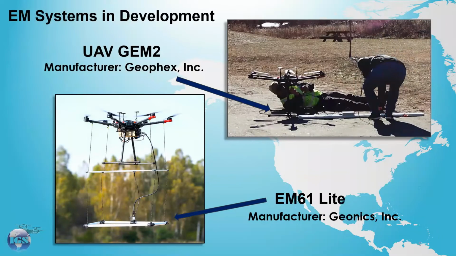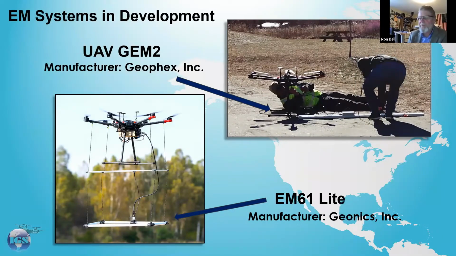Plus, I'm working with two different EM systems. The one at the bottom is called an EM61 Lite. It's a deep-looking metal detector. And the one in the upper right-hand corner is a system called the GEM2, a frequency domain system for mapping conductivity in the near surface.